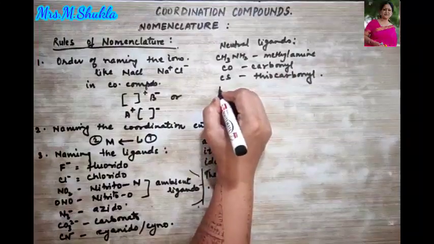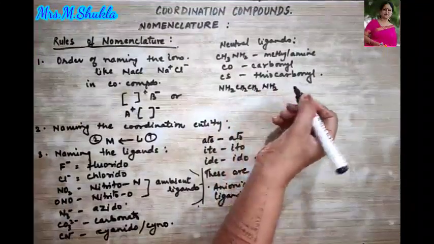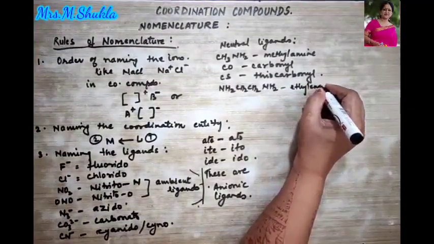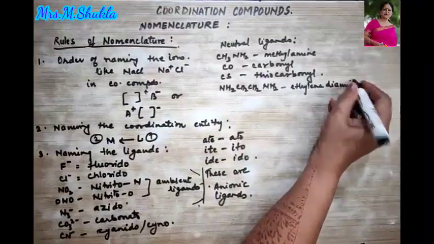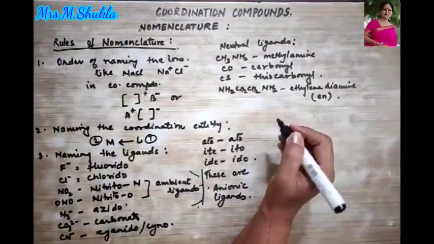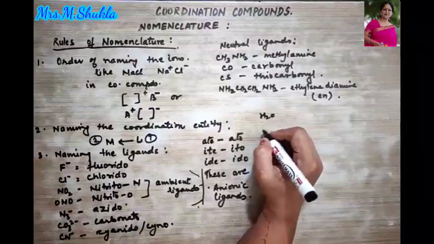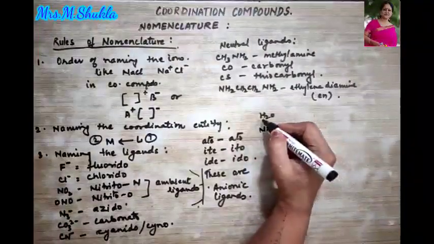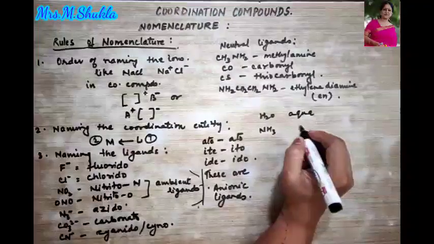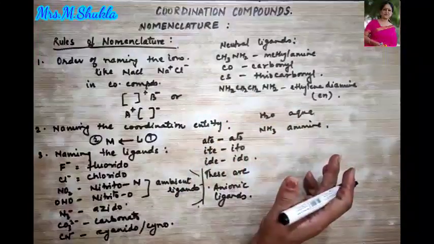Another one, yes, this one is very important: NH2CH2CH2NH2. What is this? This is ethylene diamine, which is generally written as en. Are these clear? Then coming to some special names given to H2O and NH3. These are also neutral ligands, but special names are given to them. H2O is named aqua, and NH3 is written as ammine. I hope you will remember these ligands.